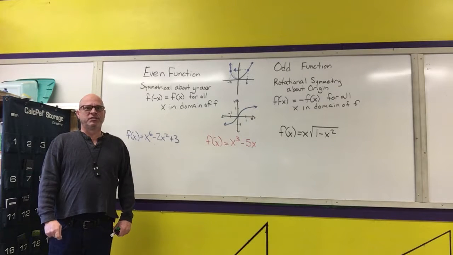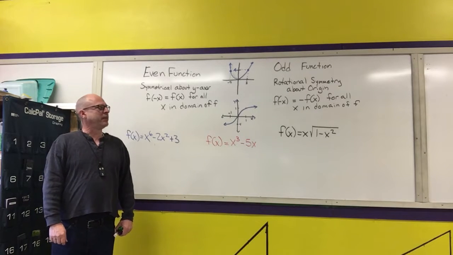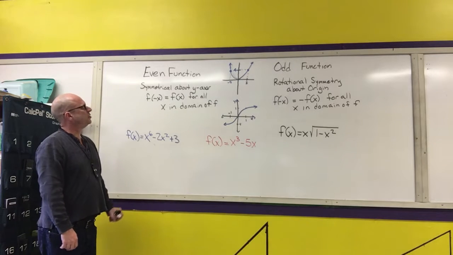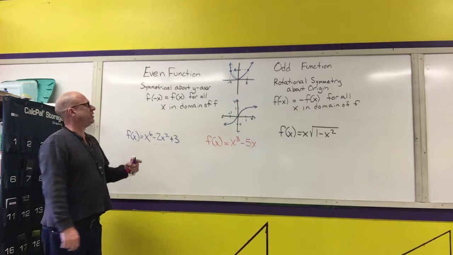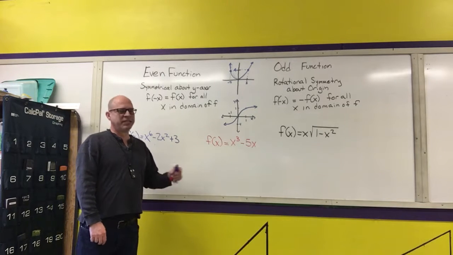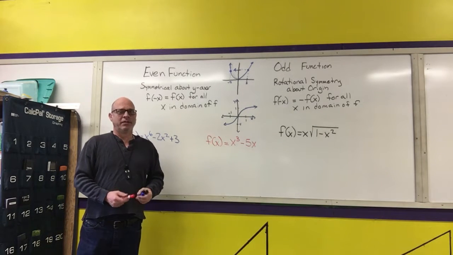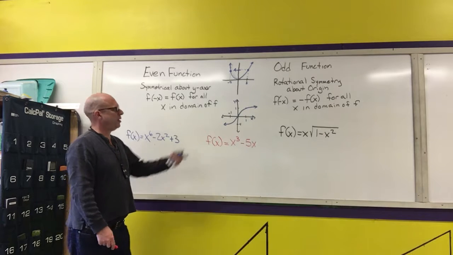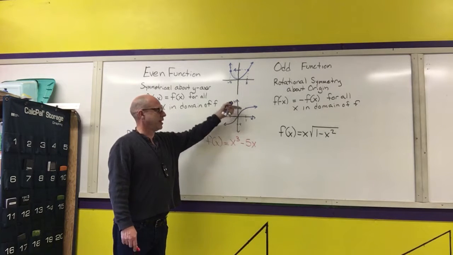When we discussed equations, we said equations possibly could have one of three types of symmetry. One was even, which meant a reflection across the y-axis. One was odd, which was rotational symmetry about the origin. And for equations, we could also have symmetry across the x-axis.